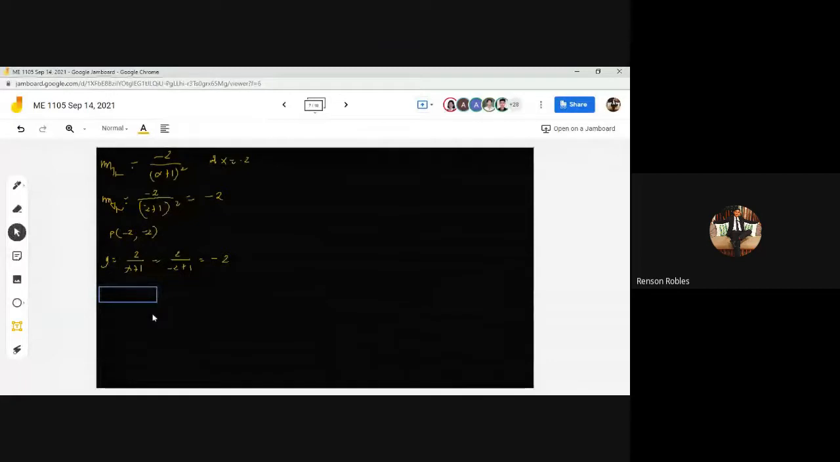Anong gagamitin natin? So, point -2, -2, and the slope is still -2. Pare-parehas. Anyway, so that is y minus y1 equals m times x minus x1. Come on, delete. Anyone can write.